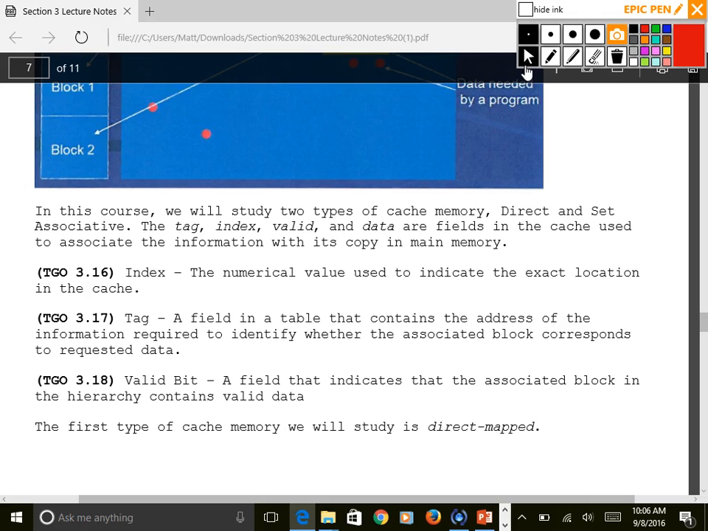The valid bit is a field that indicates that the associated block in the hierarchy contains valid data. So step one, I'm trying to figure out where my specific memory element is. So I get this issued location in the cache. Could be level 1, could be level 2, could be level 3. The valid bit tells me, are you actually here?